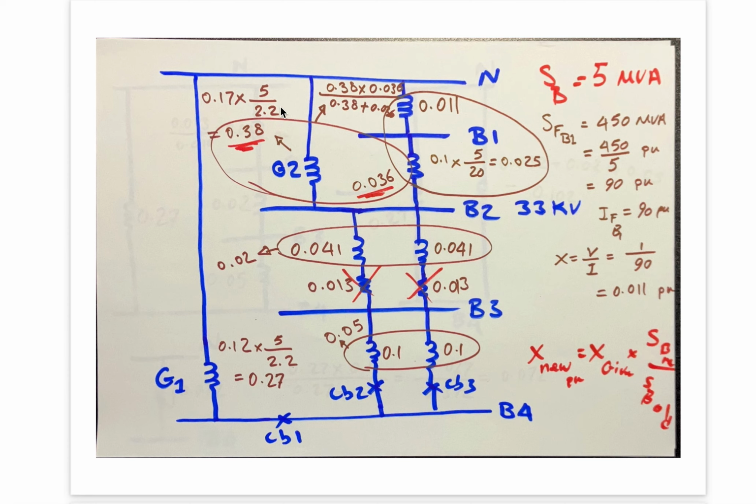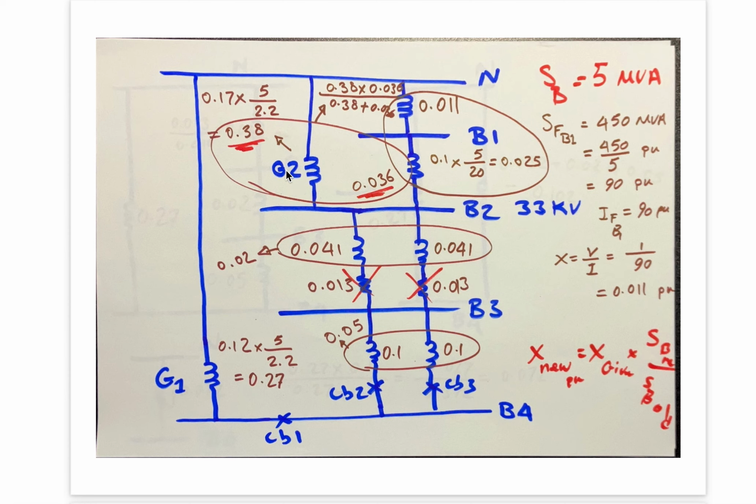And you see, we always start with a neutral node or a reference node on the top. Then we make this impedance or reactance in order to represent the fault level of the main bus bar. Then the transformer connecting B1 and B2. Then the generator connected to B2.